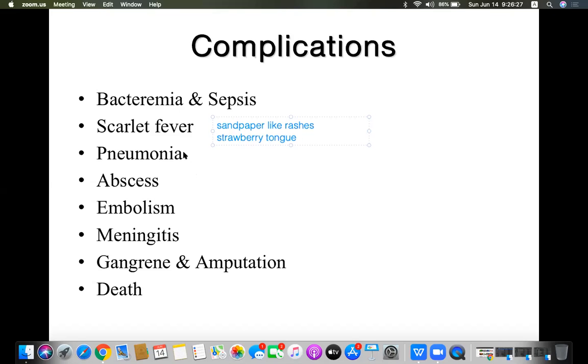Now pneumonia. Okay, pneumonia is another important complication. If that infection reaches the lung, it can lead to pneumonia. Abscess, it can convert into abscess, or it can lead to abscess in some other part of the body. Embolism, this is called septic embolism, which is more common, but another type of embolism can also occur here.